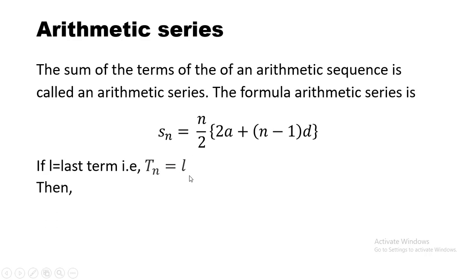So S of n is equal to n upon 2 times (a plus L). Now what we are going to do is look at some examples. We will look at an example that we can solve by using this formula, and then we will look at another example, and we will use this formula to find the sum of the arithmetic sequence.